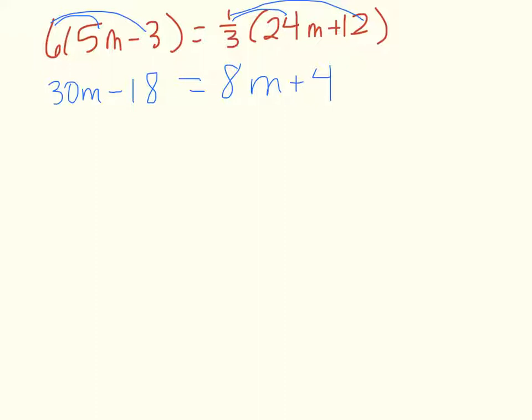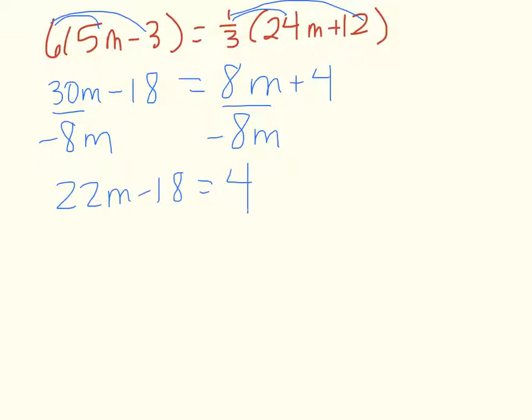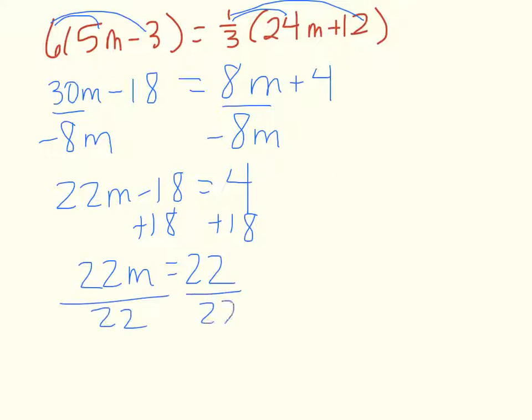Now I get those variables on the same side. I have 30m and 8m. I'm going to get rid of the small one, the 8m. So minus 8m, minus 8m. So I have 22m minus 18 equals 4. Get rid of this minus 18 by plus 18, plus 18. 22m equals 22. Divide by 22, and m equals 1.